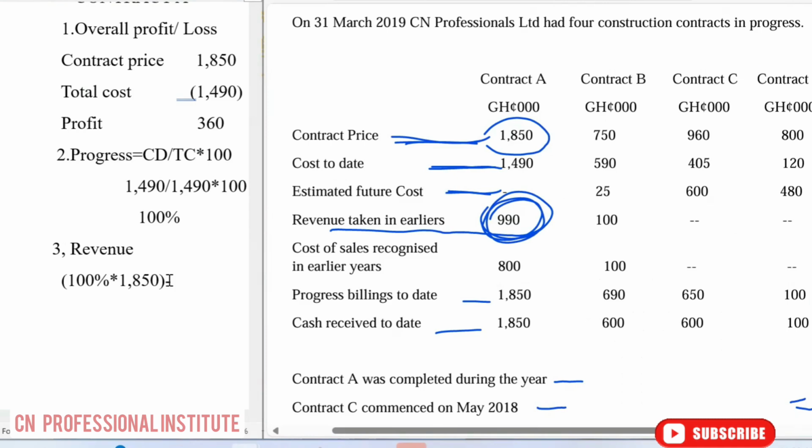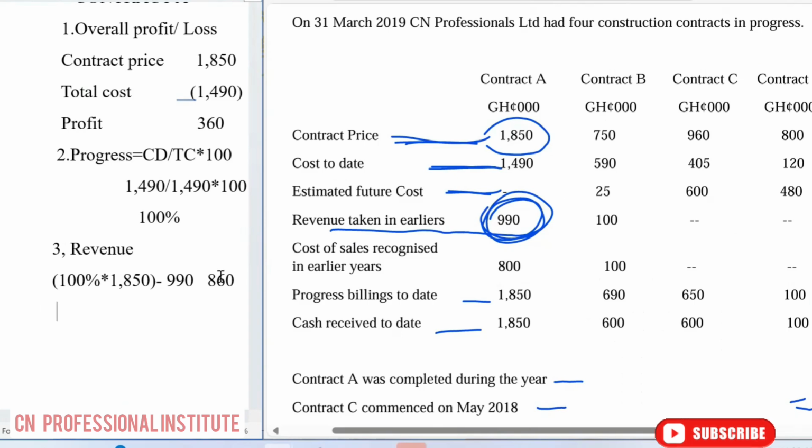So that's why I took you to the format that if you apply the progress rate on the contract price, you have to less any previous revenue recognized. So in this case, we've taken 990 in the previous revenue. Are you following? So you have to deduct previous revenue recognized. Okay. So that will give us 860. So we have 860 as the revenue to recognize.